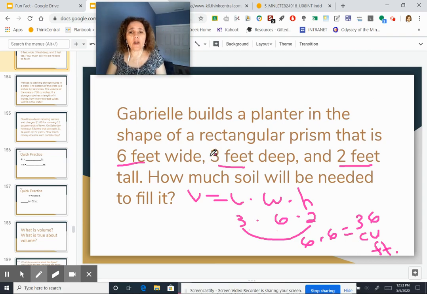And then another reason why I know it's volume is because they say a rectangular prism. So how much soil will be needed, so I also know that it's volume. They're just a little bit different in wording, so don't let that throw you off. Then I multiplied 3 times 2, which is 6, and multiplied by the other 6 and gave me 36 cubic feet. Or you could have done 3 times 6 is 18, times 2 is 36, or 6 times 2 is 12, times 3 is 36. Just a different way of doing it, okay?